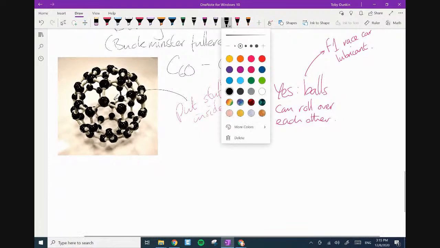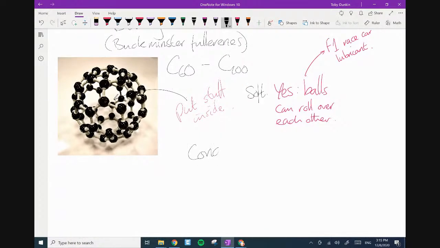So next one, conduct electricity? The answer is no. The electrons cannot move between the balls. They are isolated to the ball itself. If you had it in a paste, it wouldn't surprise me if it did, but it wouldn't be a good conductor.